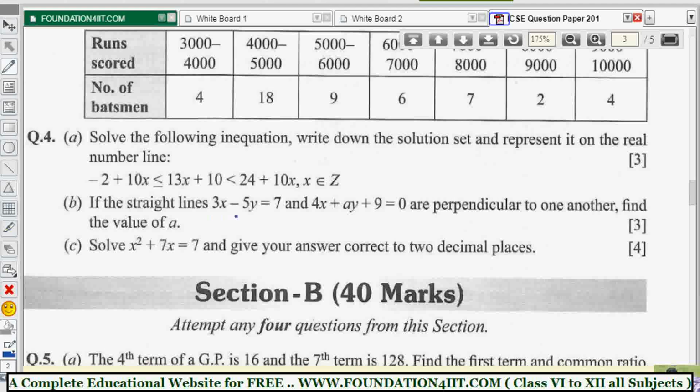If the straight lines 3x minus 5y is equal to 7 and 4x plus ay plus 9 is equal to 0 are perpendicular to each other, find the value of a. Whenever two lines are perpendicular to each other, the product of their slopes is minus 1. That formula will apply.